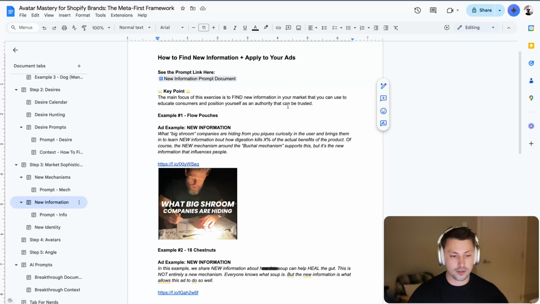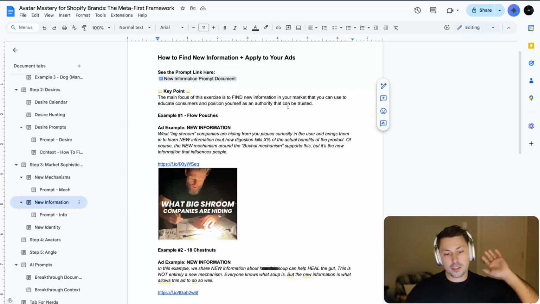When you're hunting desires and learning more about your product and what it does, essentially doing market research, you're going to be looking for any bits of new information that you can find. The main focus of this exercise is to find new information that you can then use to educate your customers, to position yourself as an authority that can be trusted, and ultimately create ads that help people understand how your product can actually help them, because you know something that they don't. Maybe they're familiar with this product before, but the reason why other mechanisms didn't work, or the reason why your product in particular is actually going to work for them, is because you know information that they weren't aware of.